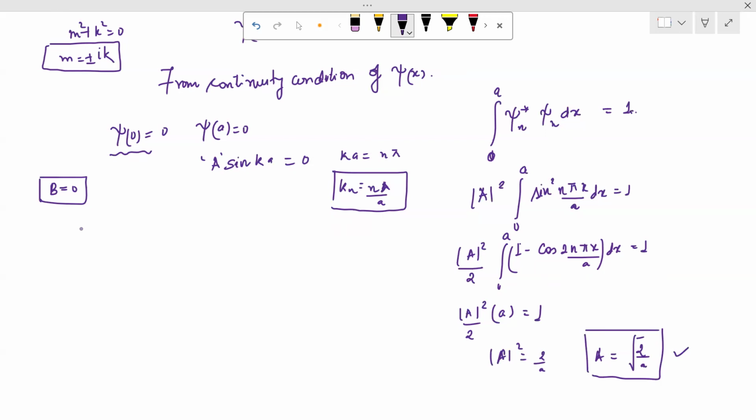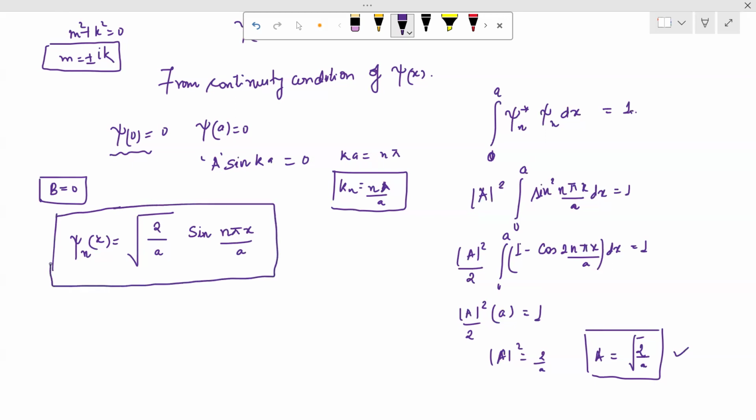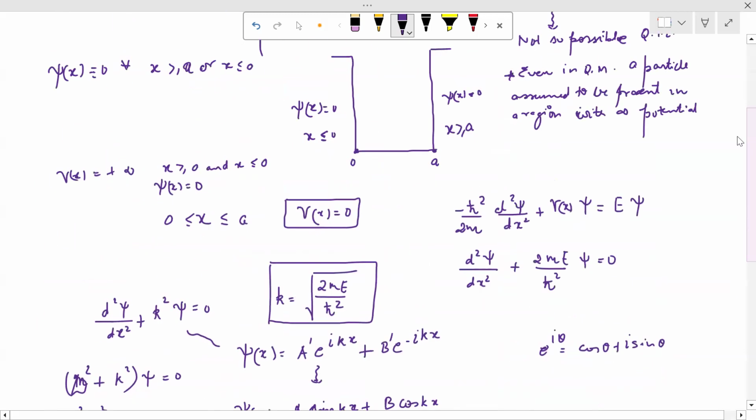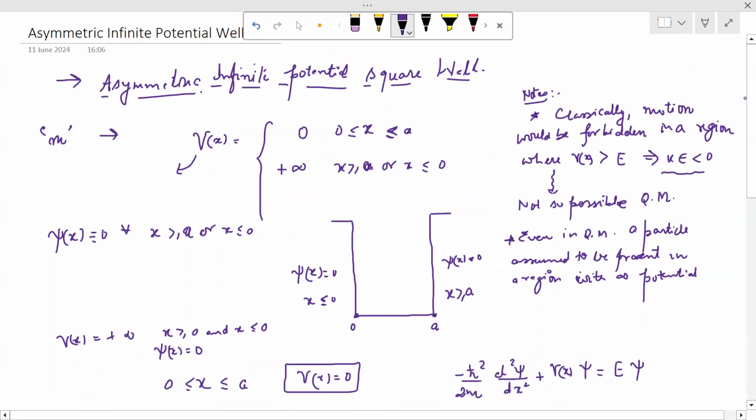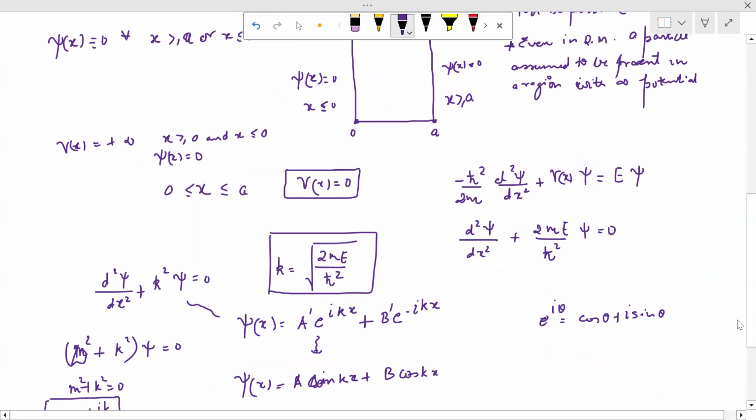Okay, so now the solution. The wave function in general can be written as root over 2 upon a sin of nπx upon a. So this is how one can write the wave function for the first instructive model, the asymmetric infinite potential well, where potential V(x) is expressed as 0 for all x lying between 0 and a, and infinite for all x greater than a and x less than or equal to 0.